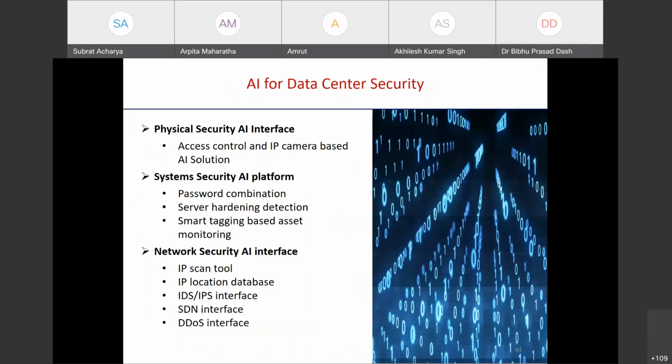Now coming to our main aim, when we are building this AI for data center activities, and we have discussed that there are different levels of application layers. So when it comes to physical security, what are the devices where I will get data? That is access control, and then IP camera based solutions will be there. So those data sets will be coming to my model, and for physical security we can take that data as input.